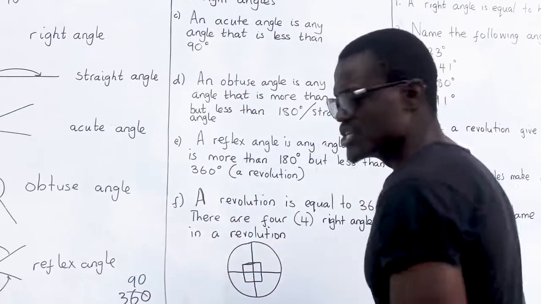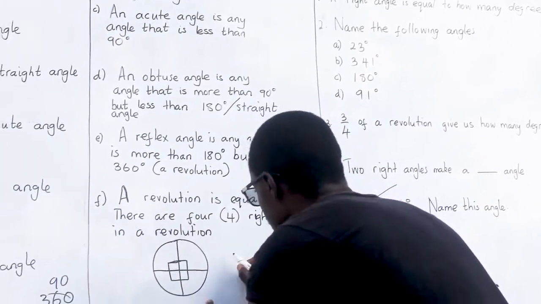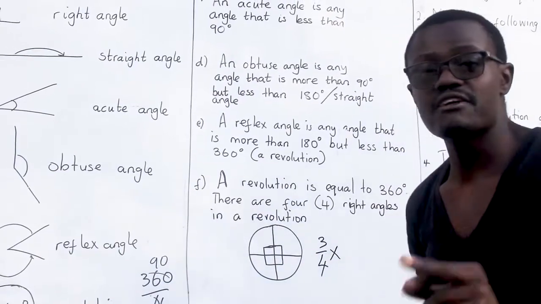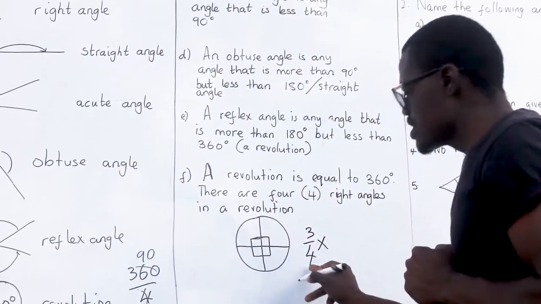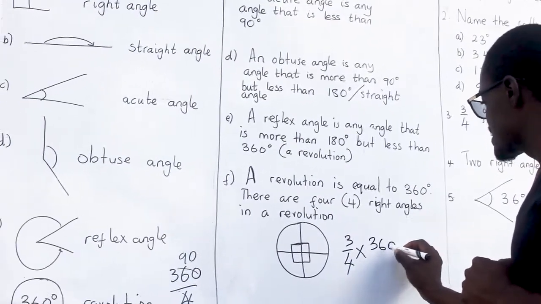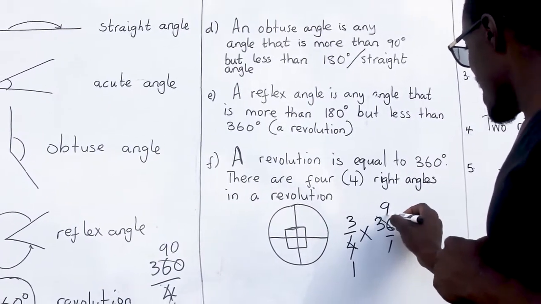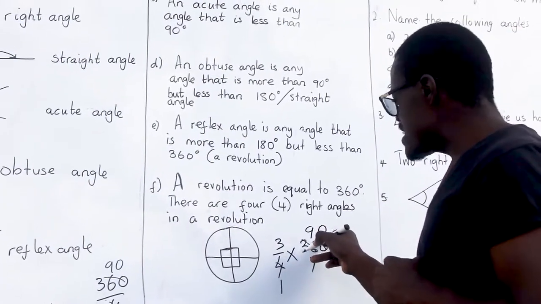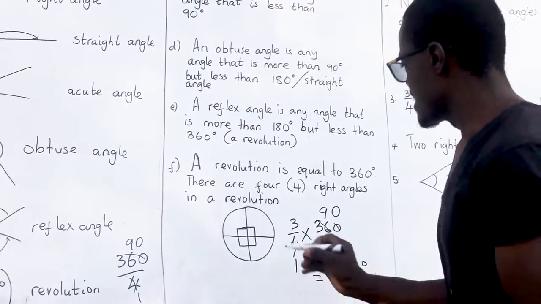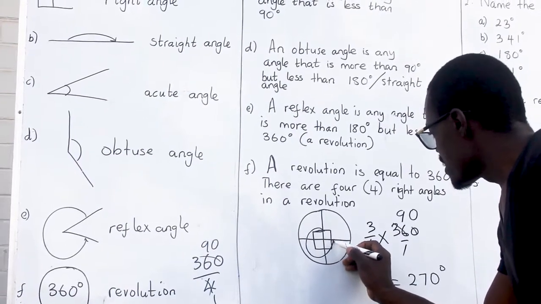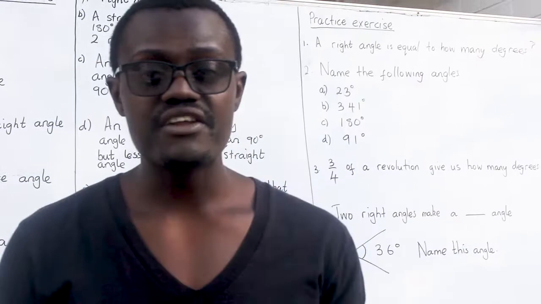Now, we can be asked to calculate 3/4 of the revolution. This is our revolution, 3/4 of the revolution. The revolution is made up of 360 degrees. So we are going to find 3/4 of 360 degrees. 4 into 4, that's a 1. 4 into 36, that's 9. 4 into 0, that's 0. 90 multiplied by 3 gives us 270 degrees. Meaning that 3 right angles here give us 270 degrees, which is 3/4 of the revolution.